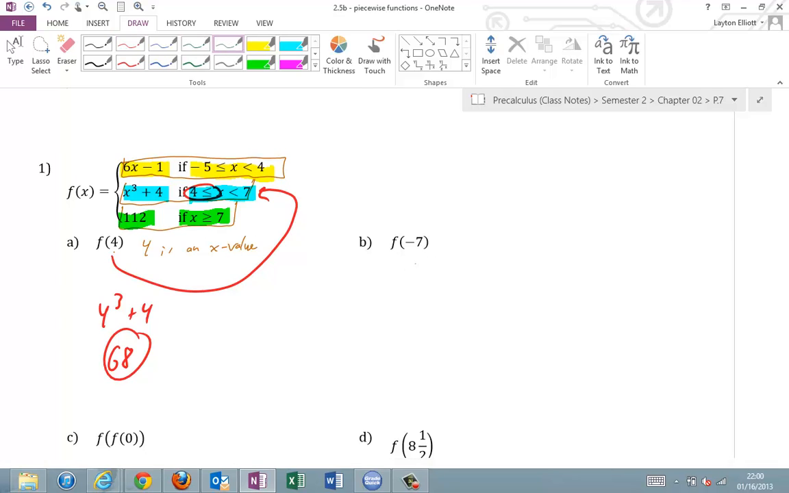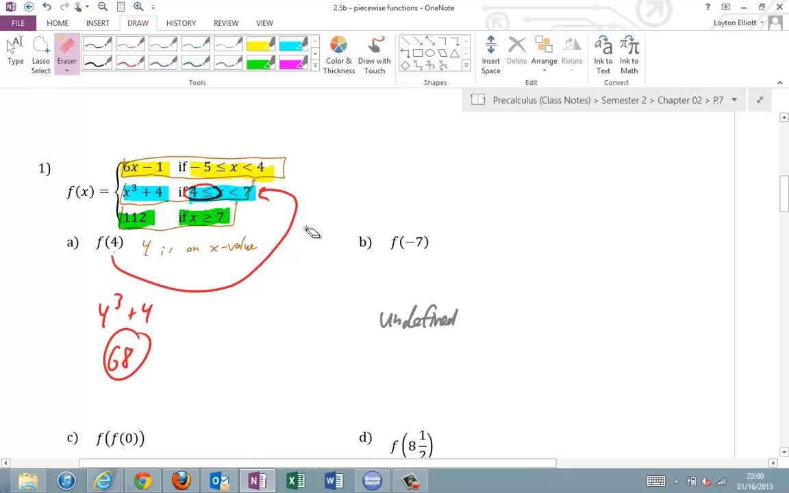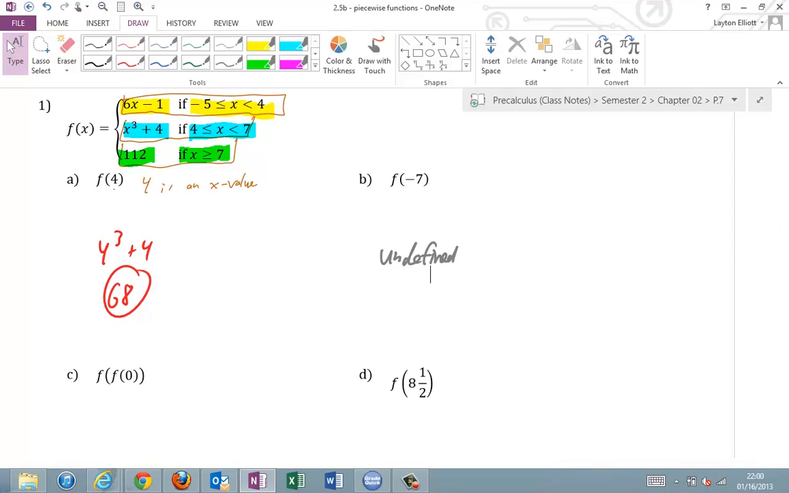Letter B, if we have negative 7, that is going to be where? It's looking, it can't find anything. If it can't find anywhere to go, it comes right back and we say it is undefined. Not defined by that function. Okay, let's move right along. We have f of 0.